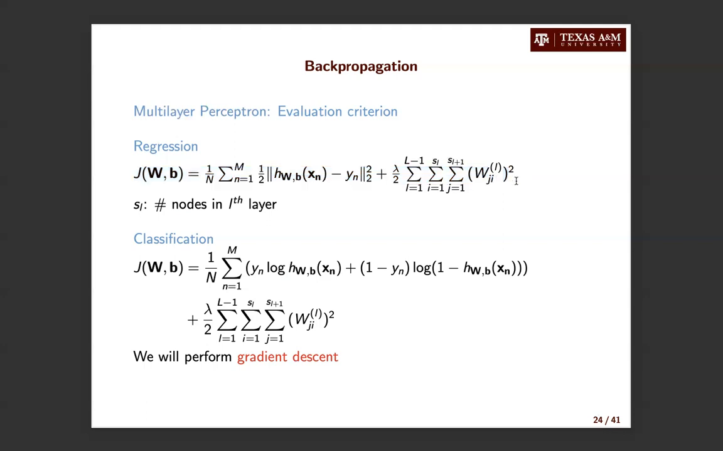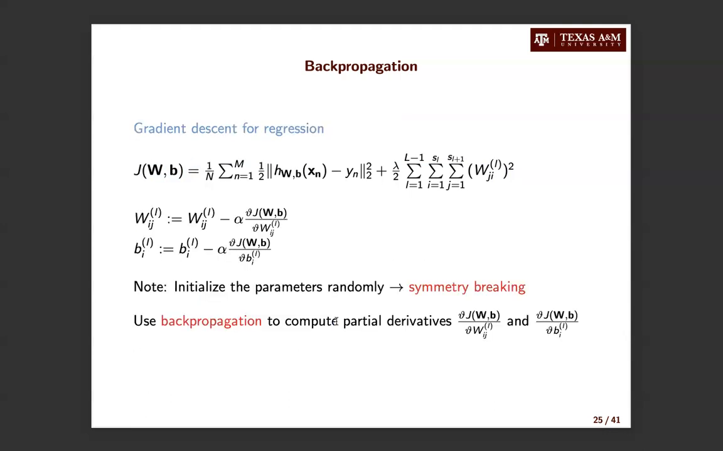So in this case, we have our RSS error, and this is added to the regularization term. In this case, we have an L2 norm regularization for all the weights. Similarly, we can have the cross entropy error and an L2 norm regularization for all the weights as well.